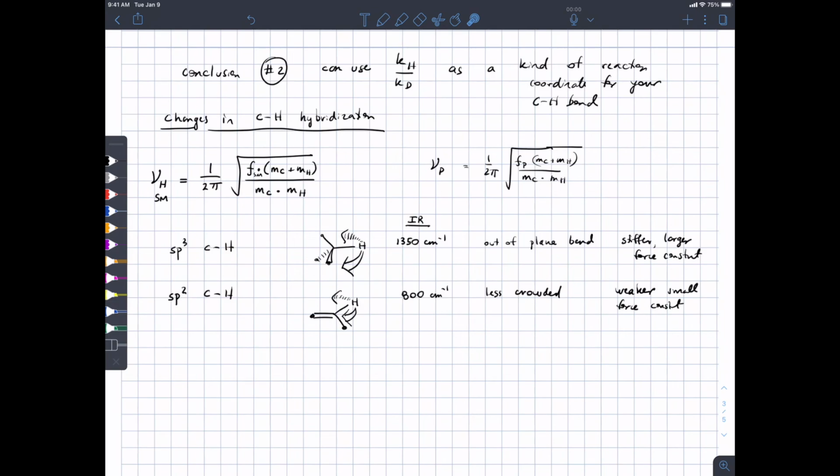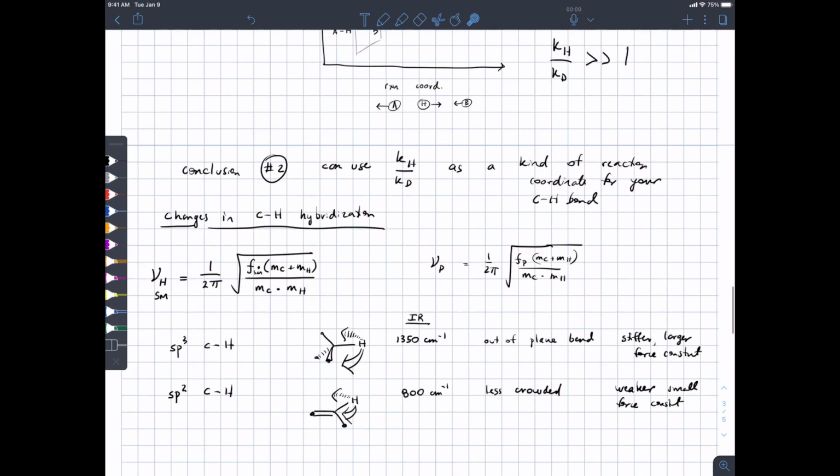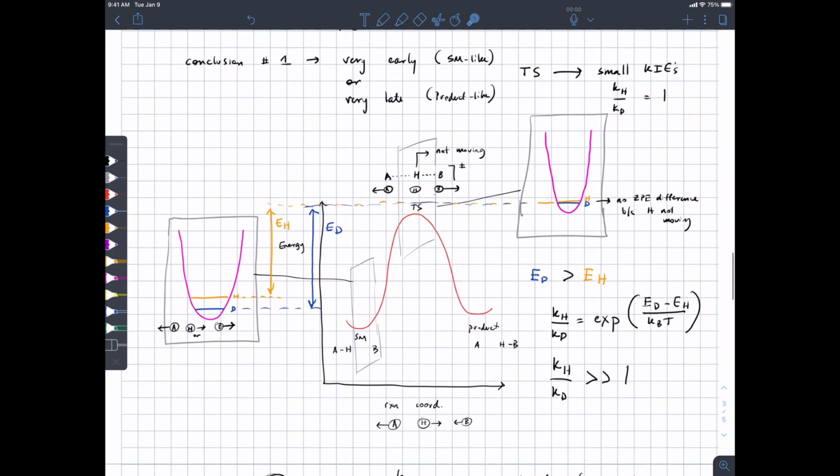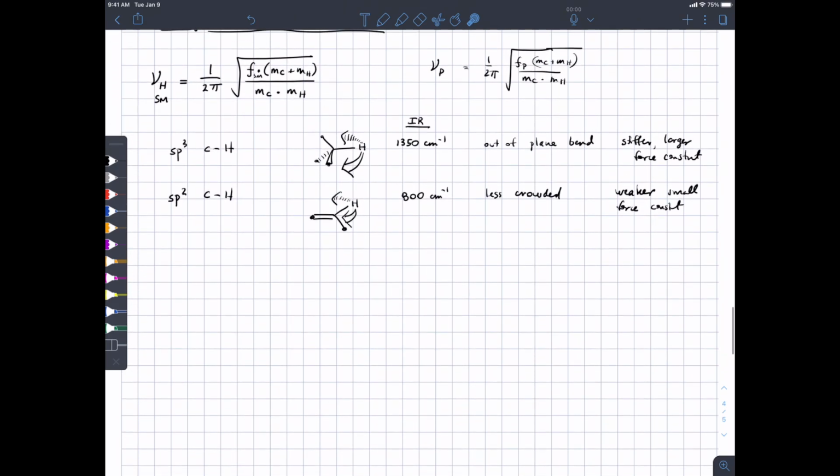So now before we were considering where the transition state lies along the energy diagram, whether it's too product-like or too starting material-like. But now we're going to consider how does this force constant change as I go from starting material to transition state. Okay? I don't want to get this wrong.